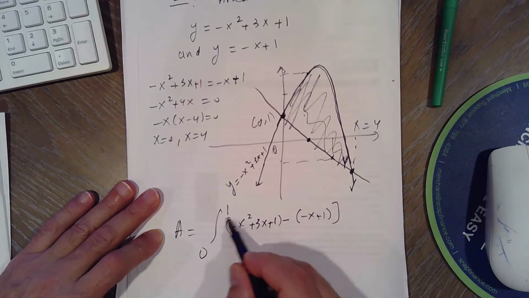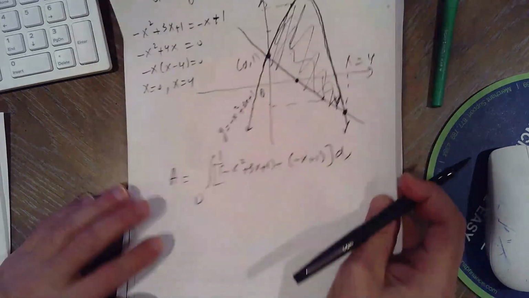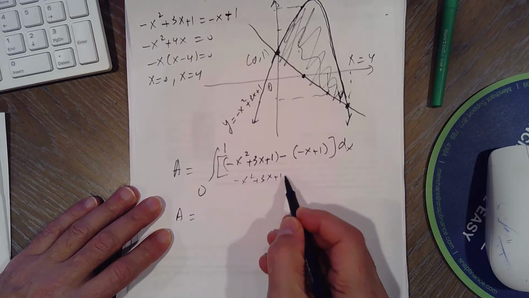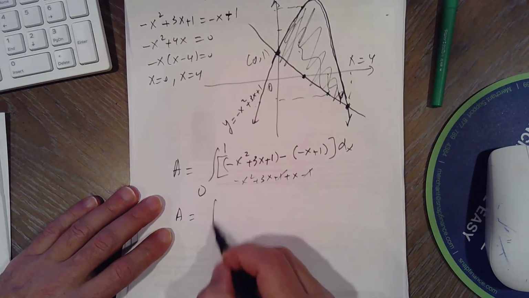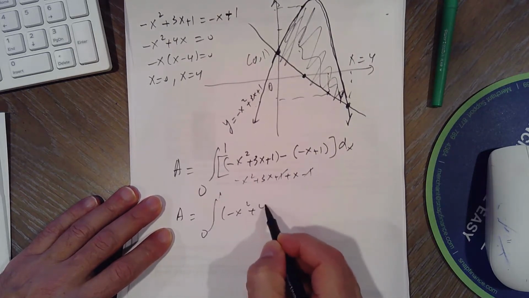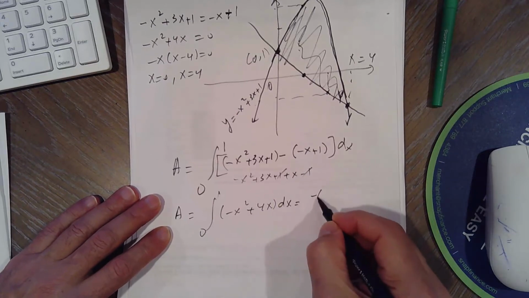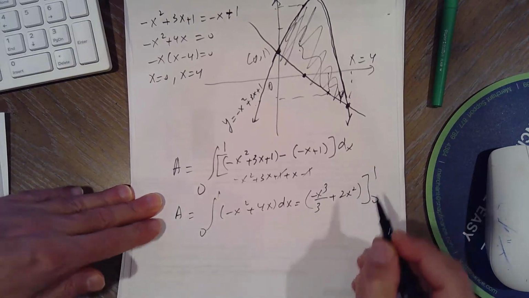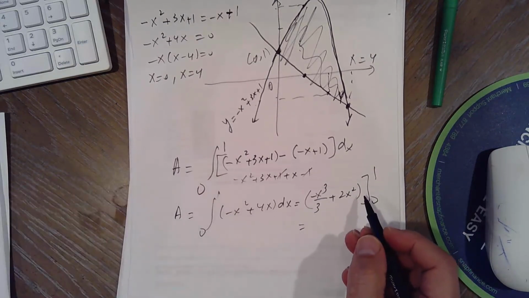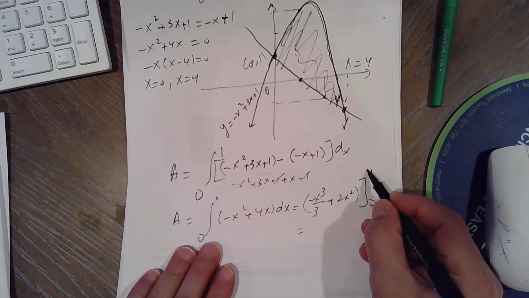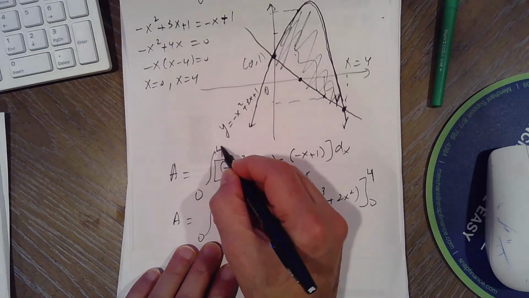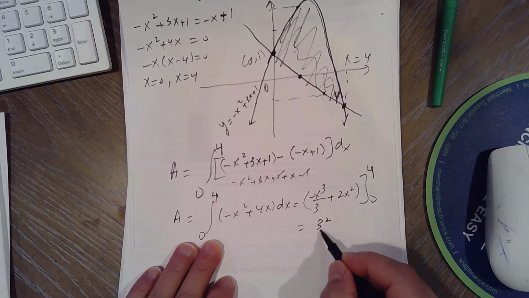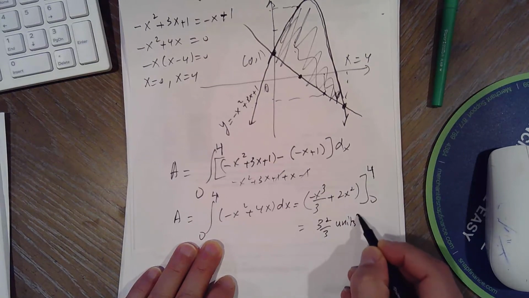Above is negative x squared plus 3x plus 1 minus the below, which is negative x plus 1. So before we integrate, let's do the algebra. It's negative x squared plus 3x plus 1 plus x minus 1, which is negative x squared plus 4x. We're going to integrate that. So it's negative x cubed over 3 plus 2x squared between 0 and 4, and it's going to be 32 over 3 units squared. You can check my math.